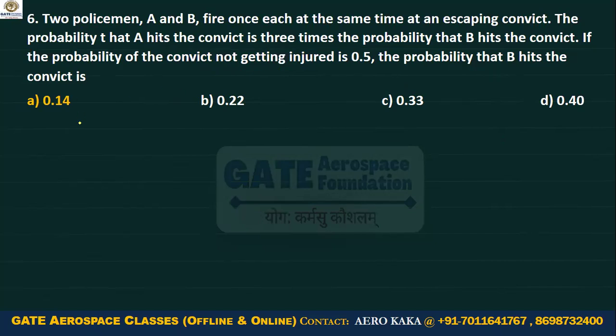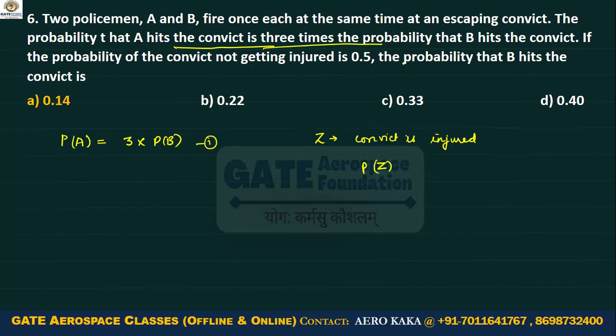Let's say the two policemen. So I'll say that the probability of A hitting the convict is 3 times the probability of B hitting the convict. This is given. So this becomes one of my cases. Now I'll stack another case, that is Z, that the convict is injured. Let's say Z is an event which says that the convict has been injured. So the probability of Z, as it has been given, is 0.5.